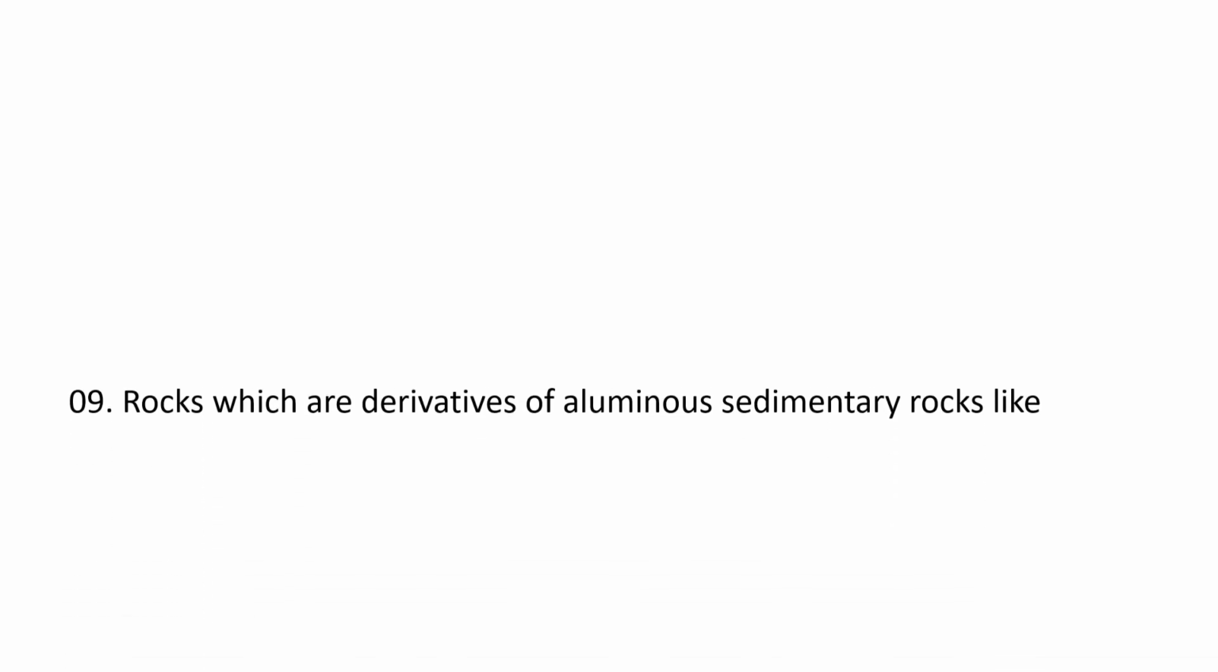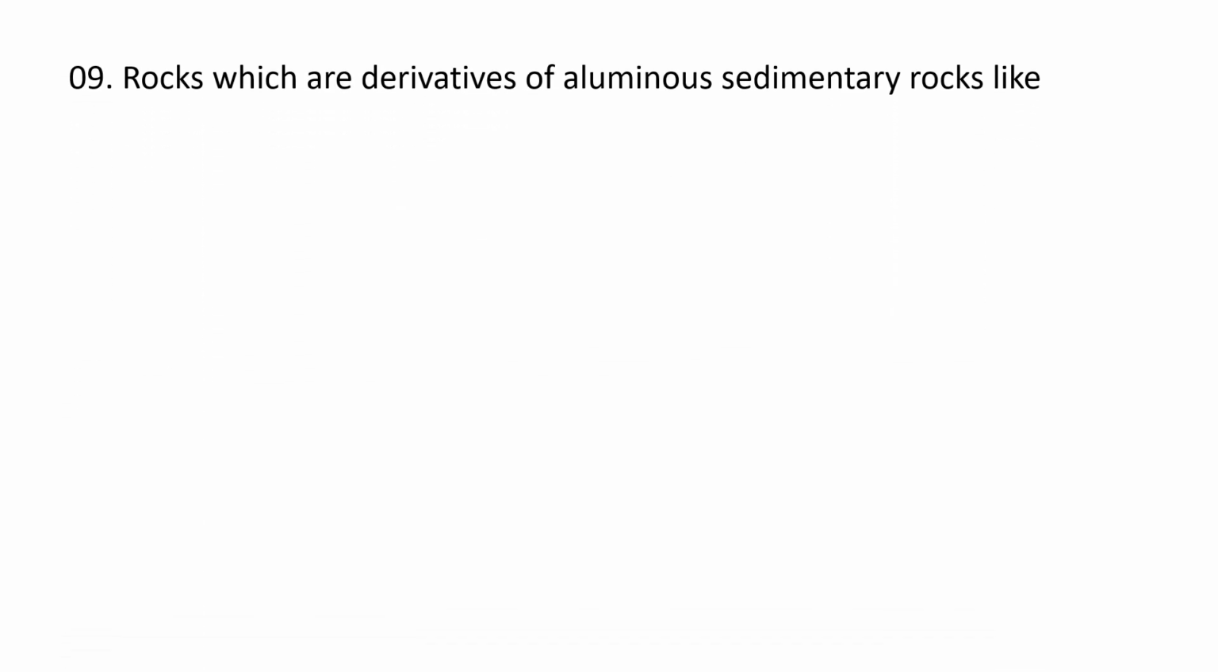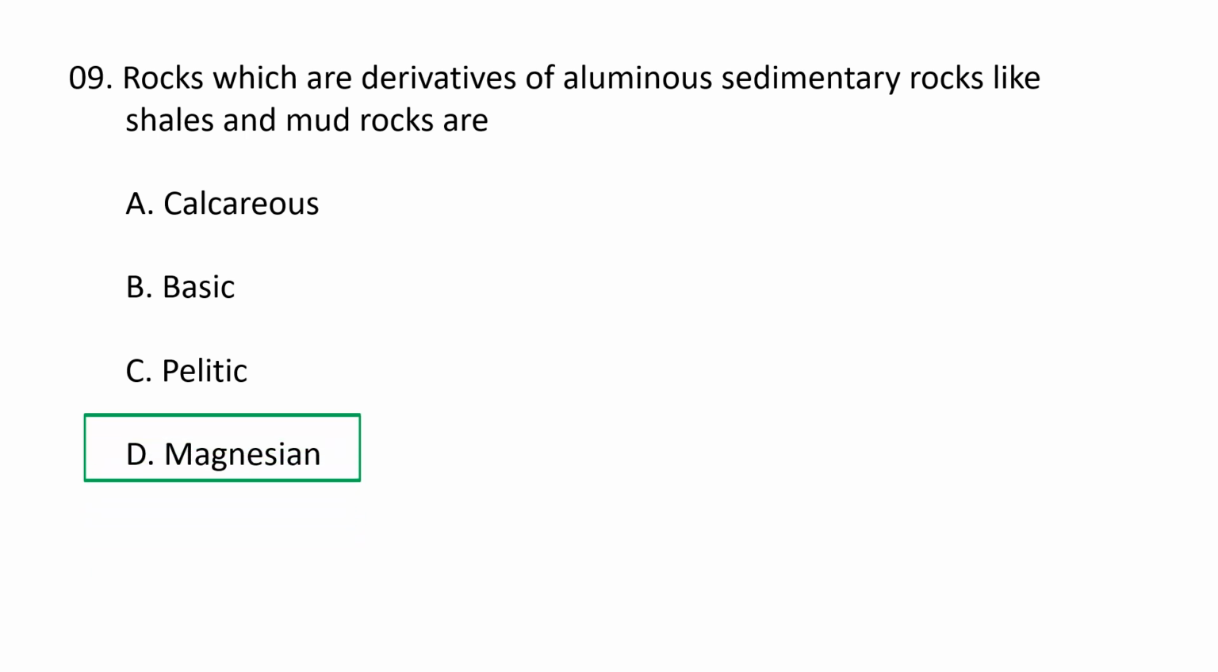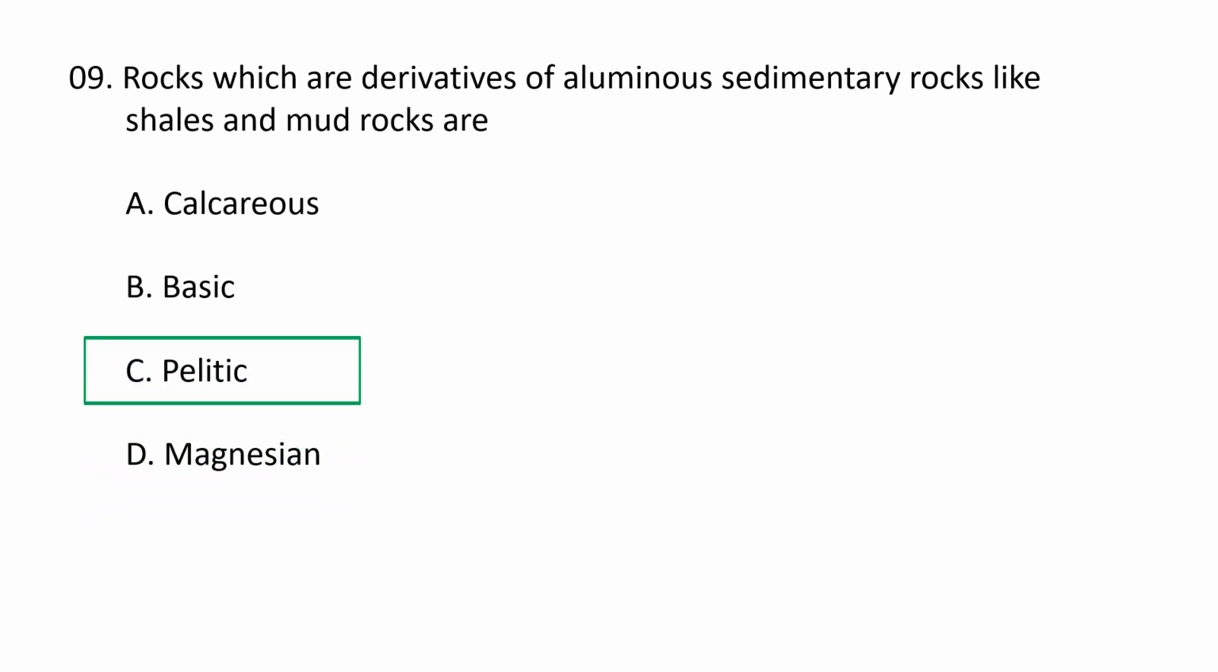Next question. Rocks which are derivatives of aluminous sedimentary rocks like shales and mud rocks are known as A. Calcareous, B. Basic, C. Pelitic and D. Magnesian. So rocks which are derivatives of aluminous sedimentary rocks like shales and mud rocks are known as pelitic. Pelitic rocks are metamorphic rocks that are derived from mudstone or shale protoliths, and they are rich in aluminum, potassium, silicon, iron, magnesium and water, and contain smaller amounts of other elements like manganese, titanium and calcium. So C, pelitic is the correct option.